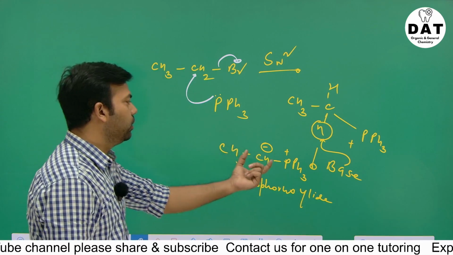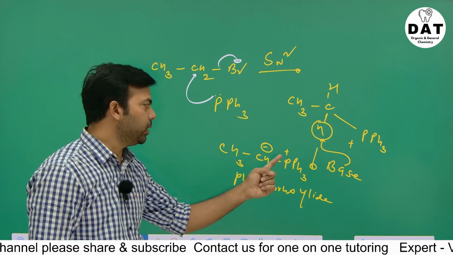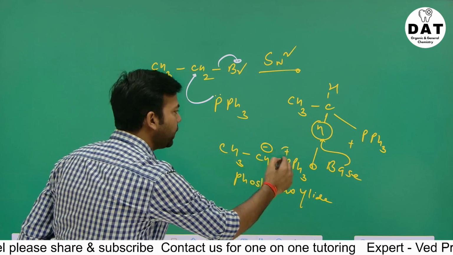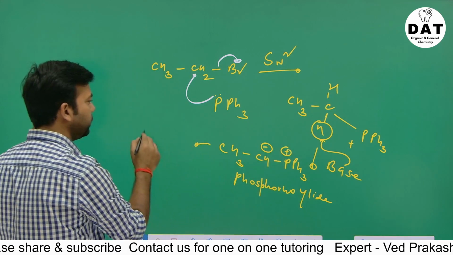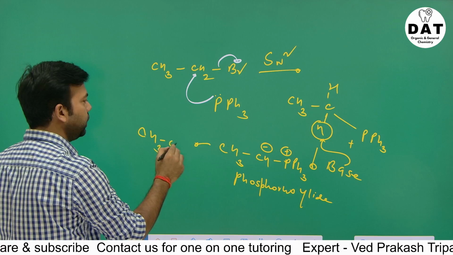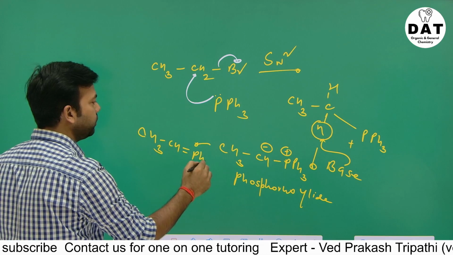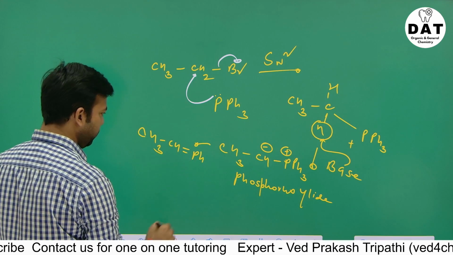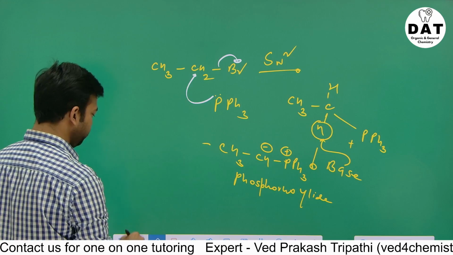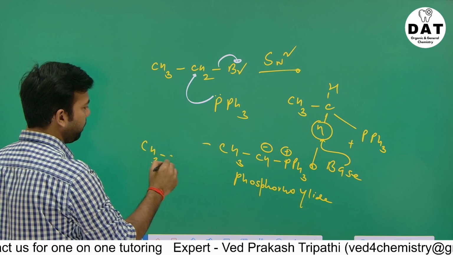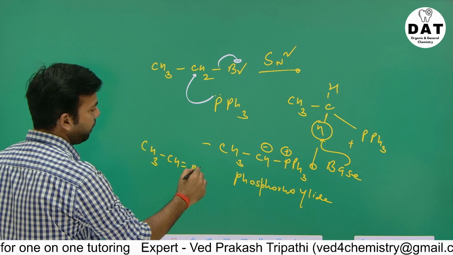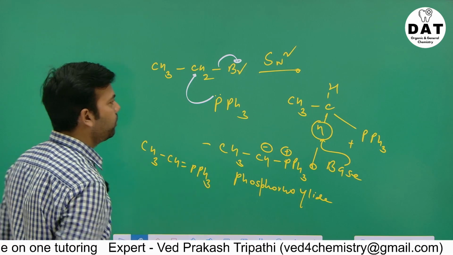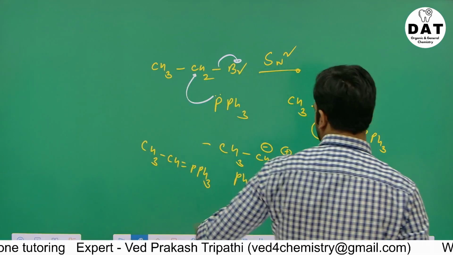We can keep a double bond here as well, because plus and minus are going to interact and it can form a double bond like this. CH3, CH double bond, PPH3. Clear? So this is my reagent in Wittig.